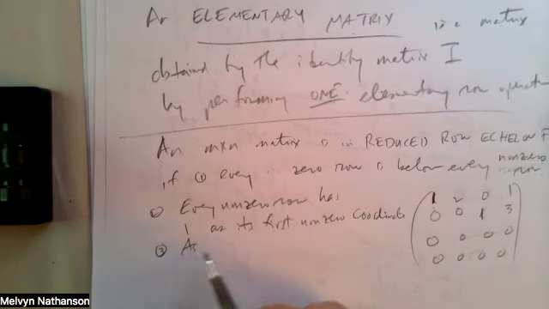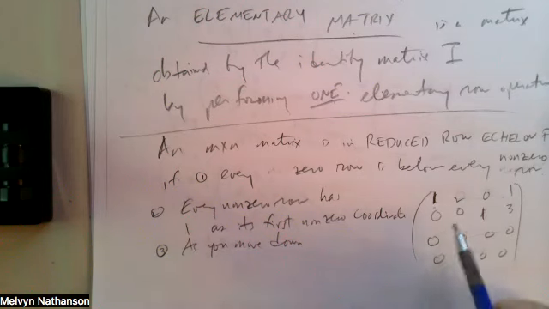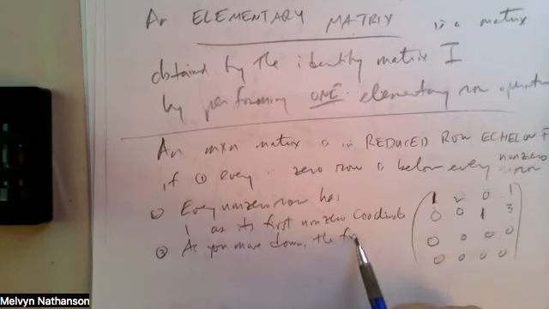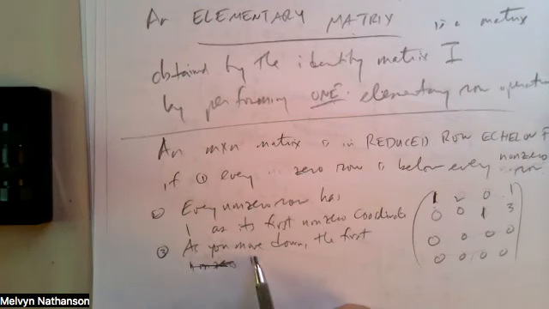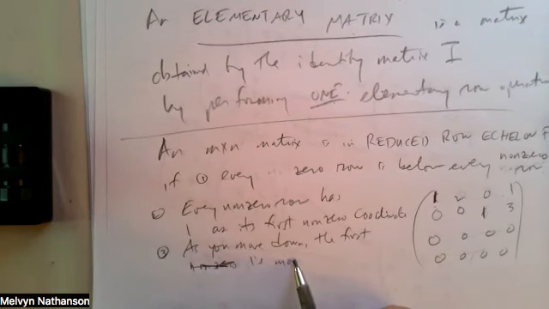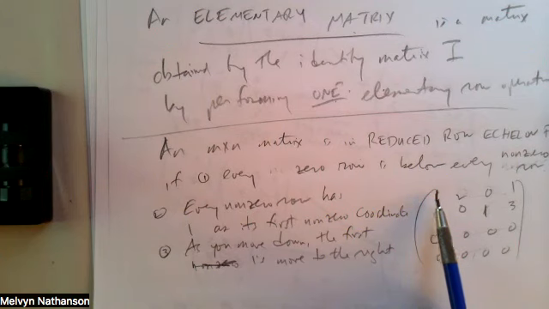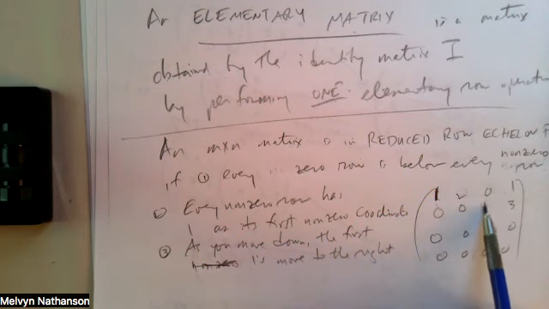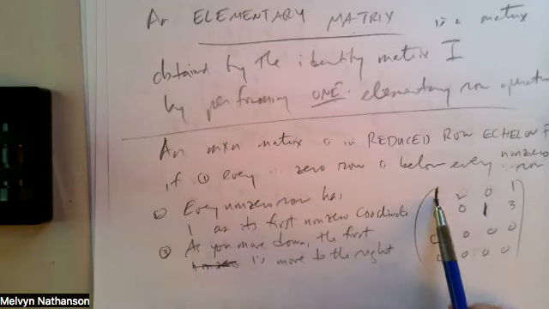Third, as you move down the matrix from one row to the next, these first non-zero ones, the first ones, move to the right. What that means is here in the first row, here's the first non-zero number, the first 1. In the second row, the first non-zero 1 is to the right of this. It's in a column to the right of the column where this 1 is. This 1 is moving to the right.